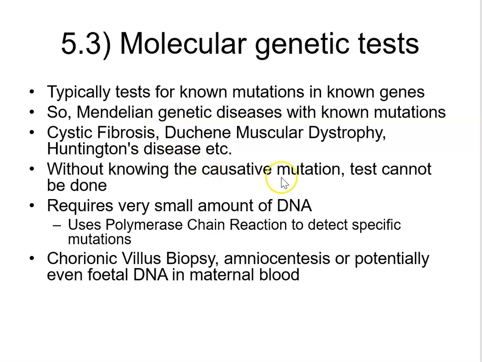Now, without knowing the causative mutation in the parents, you can't do the test. So there would never be a situation where parents would have a chorionic villus biopsy with no family history of cystic fibrosis and request that be tested for cystic fibrosis. There is no point doing that. If the parents are at risk, they would be tested. We then need to find out exactly what mutation the parents have got and then look for those same mutations in the fetus. Now, unlike chromosome analysis, we just need a very, very small amount of DNA. We certainly don't need growing cells. We can do this on a handful of cells.